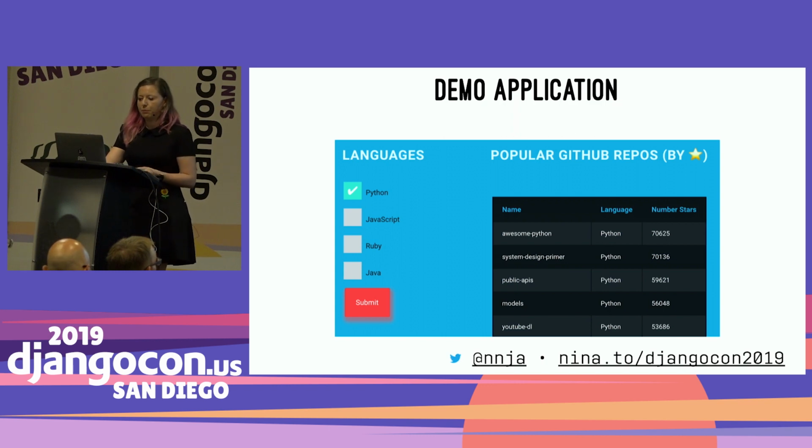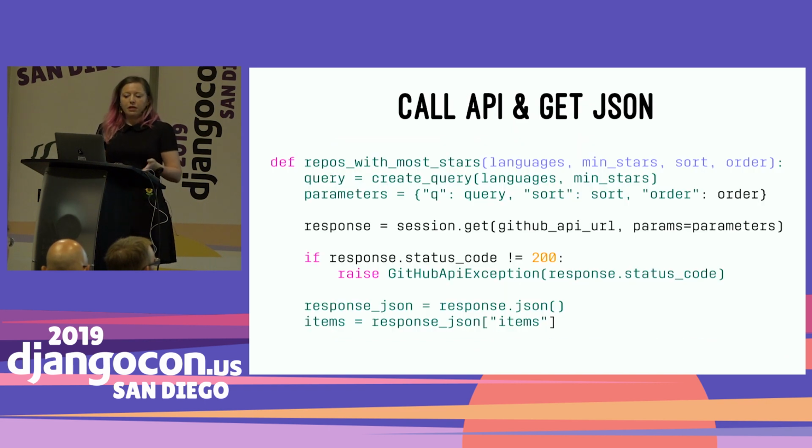So I'm going to show you a little demo application. It's a very simple Flask app. There's no data store. All it does is search the GitHub API for popular libraries by stars based on a language, and that API data comes back as JSON. Pretty standard stuff. The meat of the code looks like this. There's a method called repos with most stars. We generate a query that we'd like to send to the API. We pass in a few parameters, the query, the sort that we'd like, the order, and then we get back a response. And then we do something with that JSON. Okay, so let's check out what that looks like.